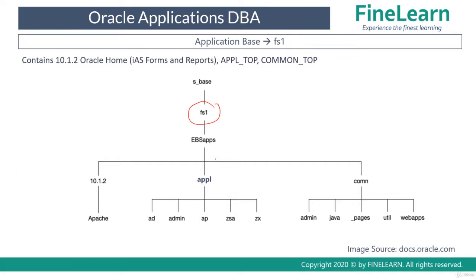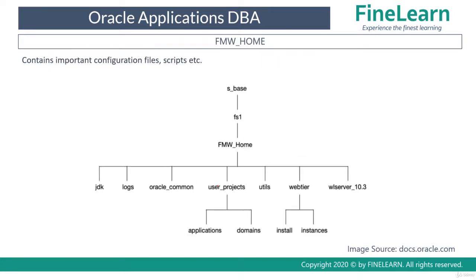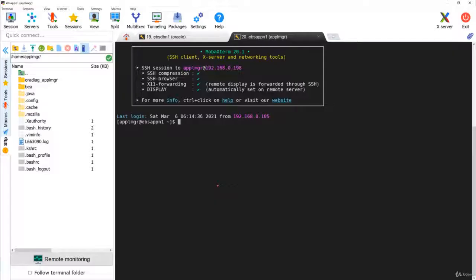Once you come to fs1, there is something called the Ebs Apps Directory. Also under fs1, you'll be seeing inst-top and also FMW Home. So let us go to one of the file systems to have a quick look first. What I'm doing here is connecting to an environment called test environment, and in this environment the u01 test is my base directory.